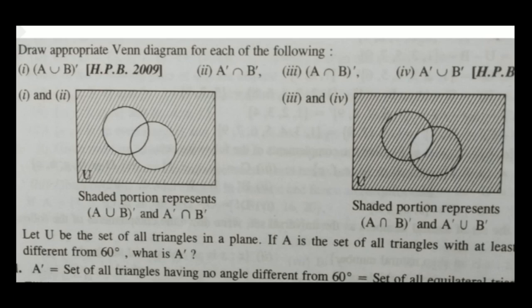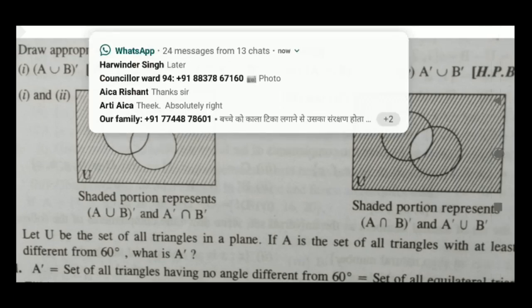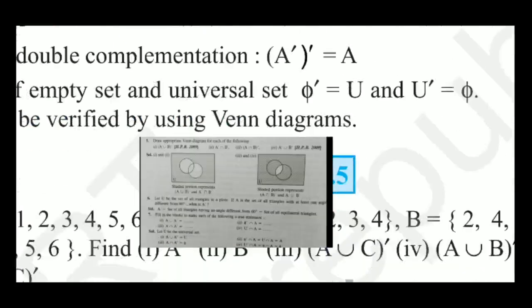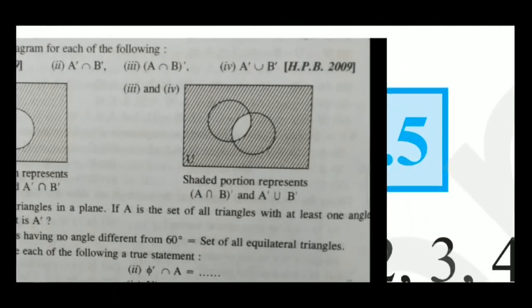In the third part, now we will draw the complement of the intersection of A and B. In the first step, you will draw the intersection of A and B. The common portion of A and B is known as the intersection of A and B. And the remaining portion outside this common portion is known as the complement of the intersection of A and B. And the same diagram for question number 4 by using the identities.